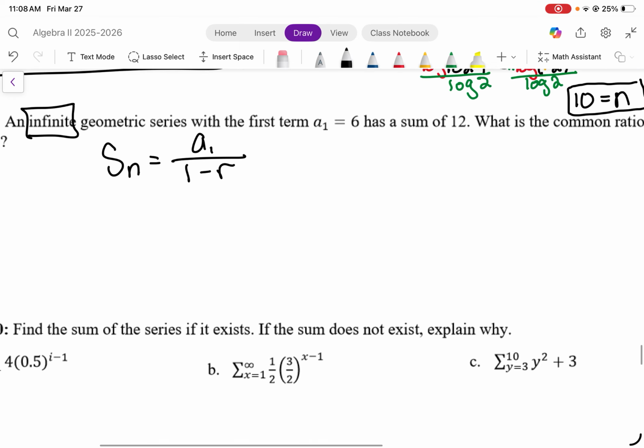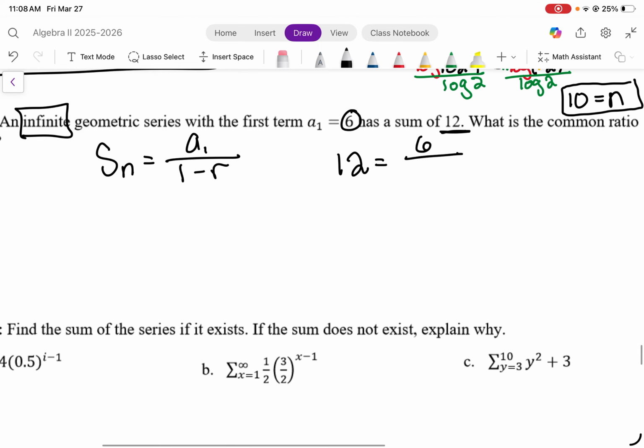All right, so they told us the sum was 12, so I can put 12 equals. They also told us the first term was 6, and we are looking for that common ratio. So for this one, I'm going to cross multiply. I'm going to make the 12 into a fraction, multiply 6 times 1, which is 6, and then multiply the 12 times 1 minus r. Make sure, because there are two terms there, you put it in parentheses.